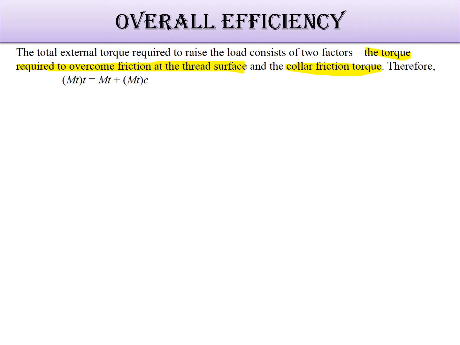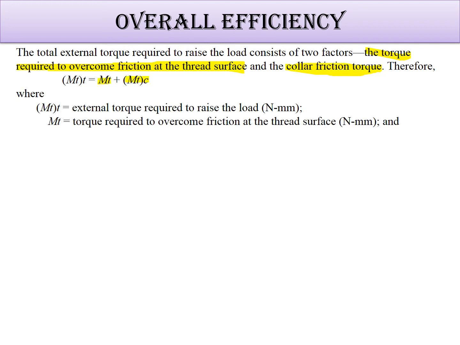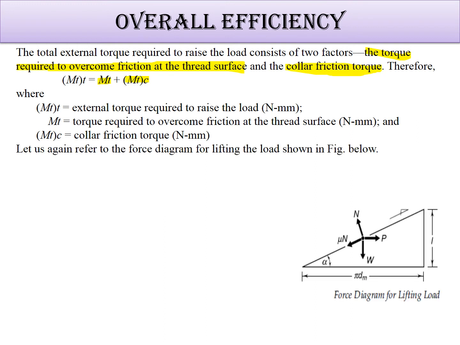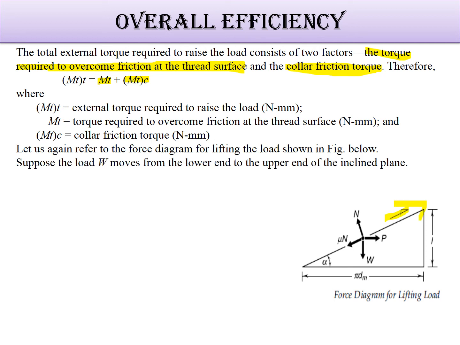So the combination of these two is needed. That's why the total torque will be the combination of this threaded torque and the collar torque. Here are the terms which we used. Now again just see the diagram, the force diagram for lifting the load. Okay, it is for lifting. Mu N is here, N is here, W is here, and P is here.